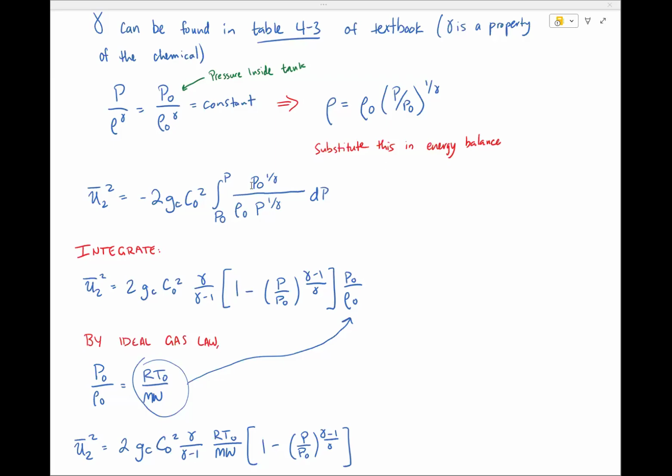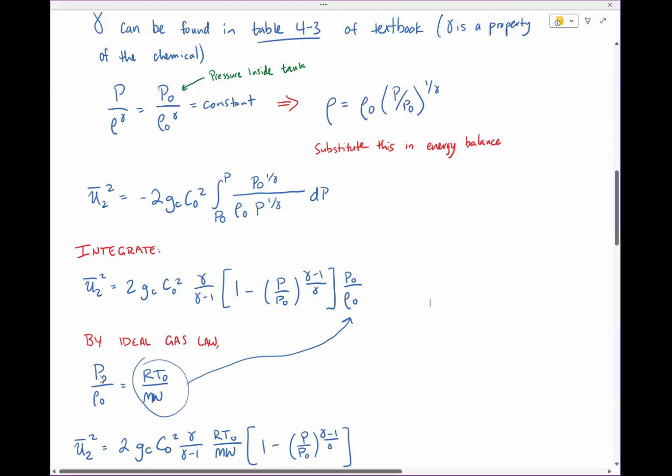So in performing this integral, P naught and rho naught are both constants, so they can be pulled outside of the integral. And then we have an integral of the form 1 over x to the a power. So when you plug in the limits, you end up with this expression here. We can substitute P naught over rho naught with the ideal gas law.